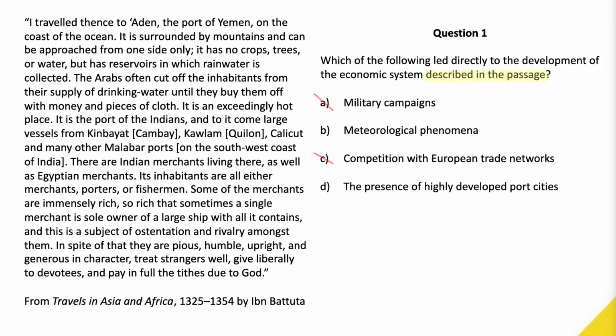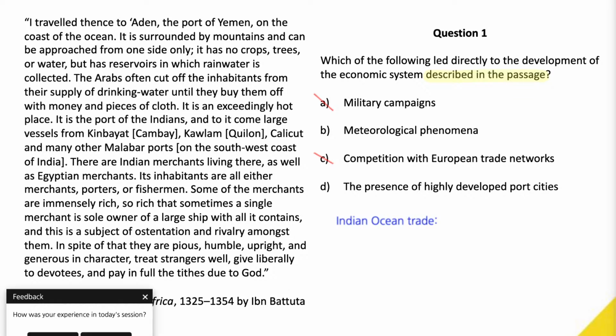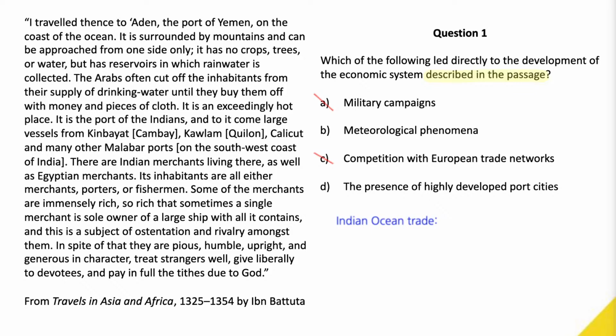Remember that this is the Indian Ocean system, right? So maybe I should put some notes down here. So for the Indian Ocean trade, it relied on one thing the most, which was what? If you said the rains, and if you said monsoon, that was awesome, because that's what it relied on, monsoons and rains and things like that. So if that's what you said, great job.